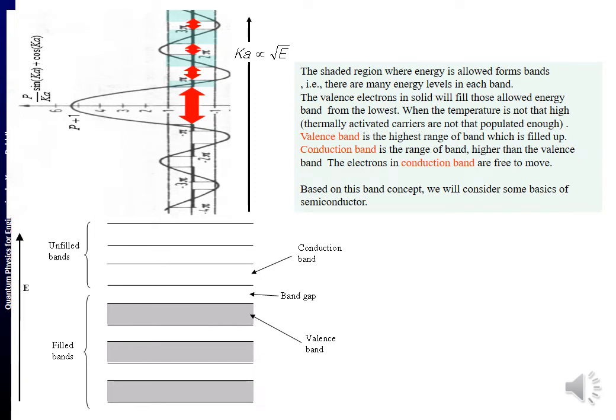We rotated the previous figure by 90 degrees here, because large K is proportional to the square root of E. So this indicates the change of energy, and we explained that there are energy states here. No energy state. There are energy states. No energy state. There are energy states. So they are repeated. So the shaded region where energy is allowed forms bands. In other words, there are many energy levels in each band.